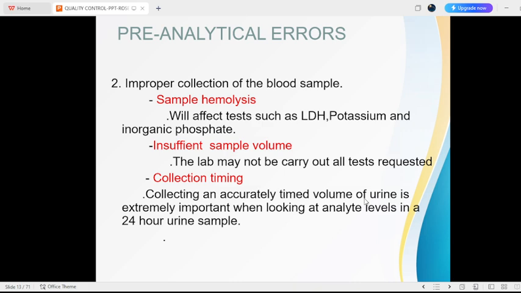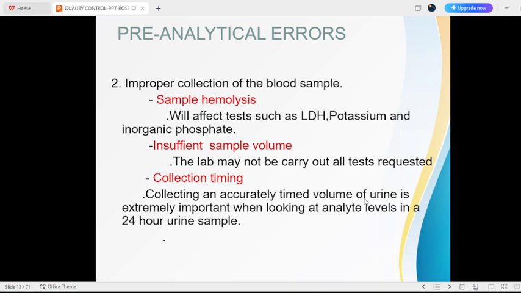Next is during the time of collection. During collection, the most important error happening is sample hemolysis. So what will happen if sample hemolysis occurs? As we all know, sample hemolysis causes the breakdown of RBCs, red blood cells, and it can significantly increase several biochemical parameters, especially due to elevated levels of intracellular components like potassium, the enzymes lactate dehydrogenase and aspartate aminotransferase. Other affected parameters include bilirubin and creatine kinase, and hemolysis can lead to incorrect diagnosis and treatment decisions.